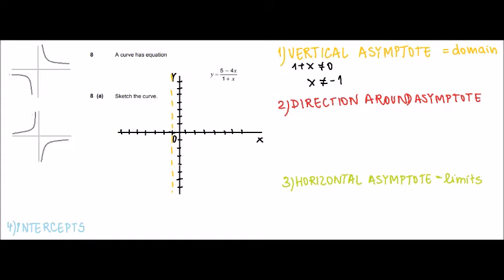Next, we are interested in seeing what direction the curve has around this asymptote. There are 2 options which I've sketched on the left over here. The curve can either be in quadrants 1 and 3 and be increasing from the right, or it can be in quadrants 2 and 4, increasing from the left.